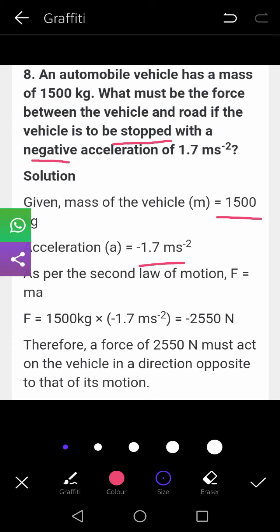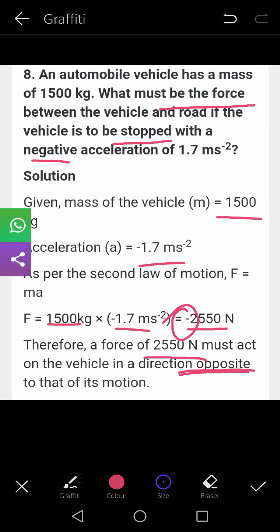Then what we have to find out is the force, with how much force we have to stop it. F equals ma, m is given, a is minus 1.7, if you multiply, the value comes as minus 2550 Newton. Therefore a force of this much Newton must act on the vehicle in the direction opposite to the motion. Opposite to the motion, only then will the object stop, and this negative sign represents that the direction is opposite to the motion.